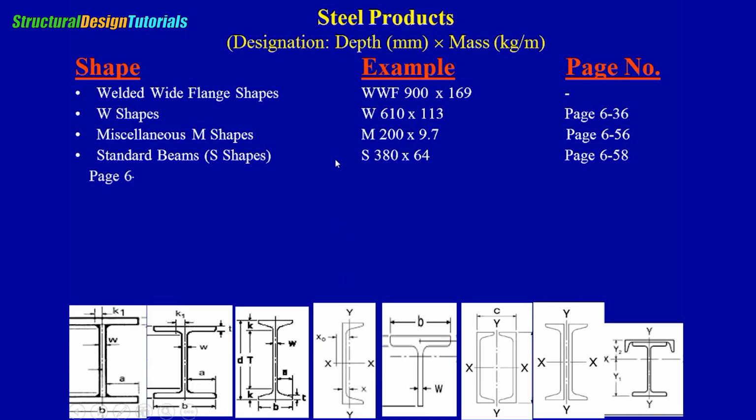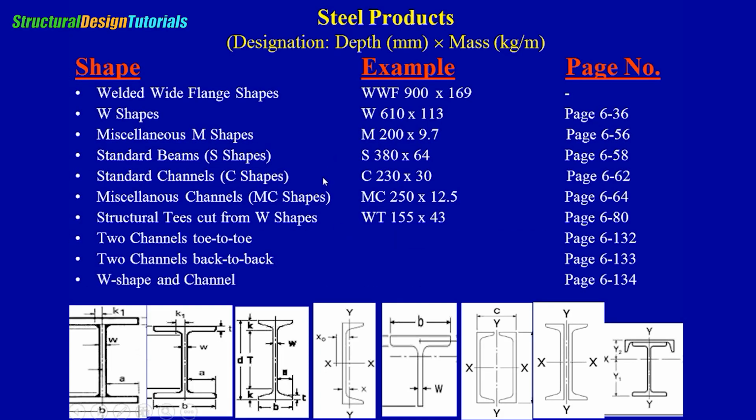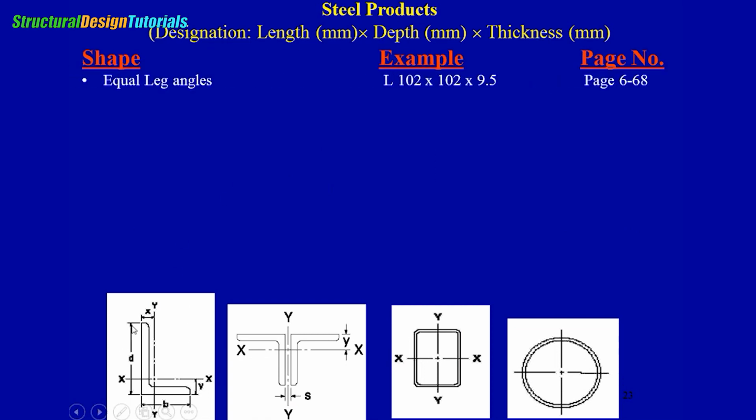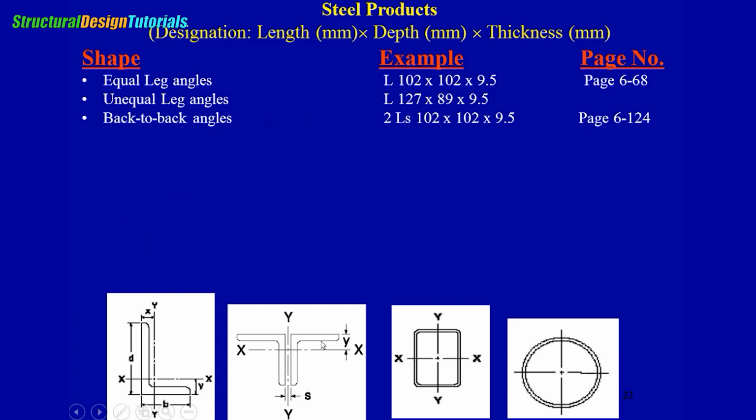Another form of presentation of sections is by the length, depth, and thickness. So you may have an angle that is of equal length. So 102 millimeter is the length, and 9.5 is the thickness. So it is identified by its dimensions. In page 6-68, you see different shapes. It can be an unequal angle, so one leg is greater than the other, as you see. It can be a back-to-back angle, as you see.